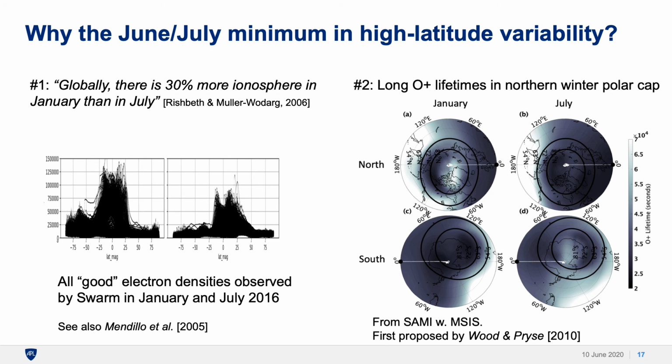So in the north, the average O+ ion lasts 56% longer before it recombines in January than it does in July. So any plasma that's convected in can survive much better in January. This explanation was first proposed by Wood and Priest in 2010.